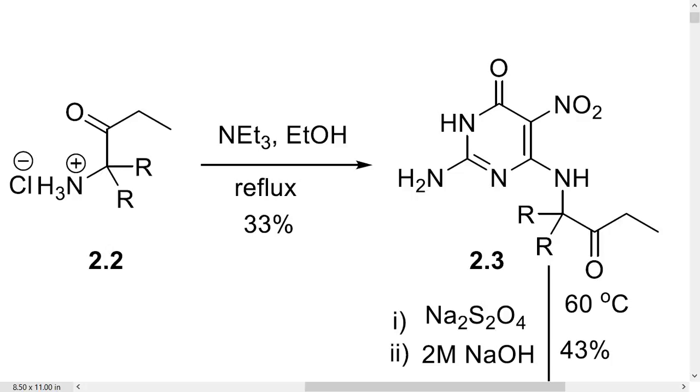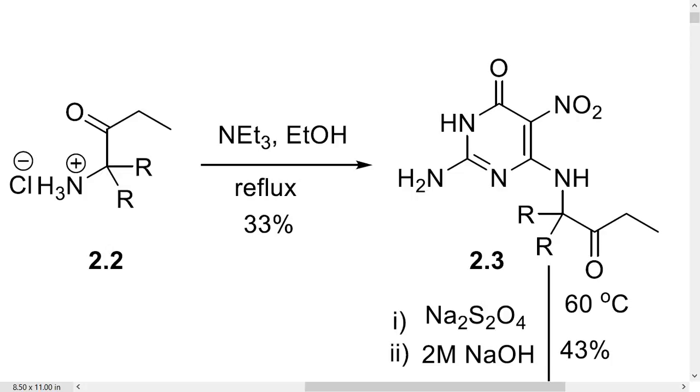N is plus because nitrogen is forming 3 bonds with hydrogen, 1 here with carbon. You can walk around, but here carbonyl and 2 methyl. Chlorine is the negative counterion of this ammonium salt. Triethylamine, ethanol, reflux, 33 degrees, yield 33%. What you got is just this amine forming a bond with this pyrimidine. Here was a chlorine, and now there is no chlorine.